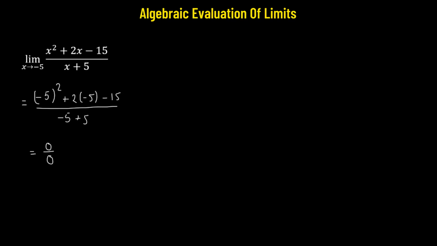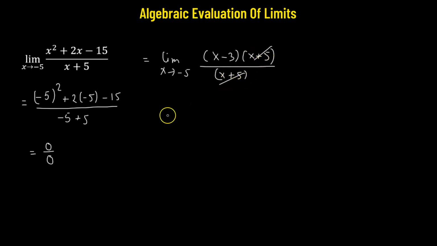So next what we'll do, we'll try to do some algebraic manipulation and try to find out the value of this function in the vicinity of x equals negative 5. Now, if we consider the expression in the numerator, which is x squared plus 2x minus 15, when we factorize this, we get x minus 3 times x plus 5. So this is divided by x plus 5. In doing so, we see that x plus 5 gets cancelled out from both the numerator and the denominator, and that leaves us with limit x tends to negative 5.